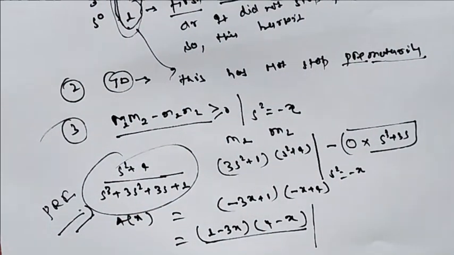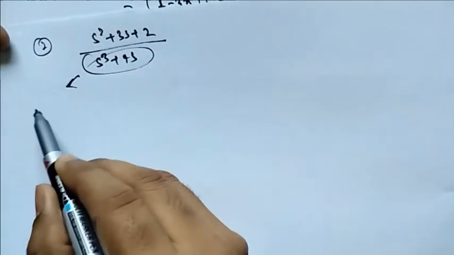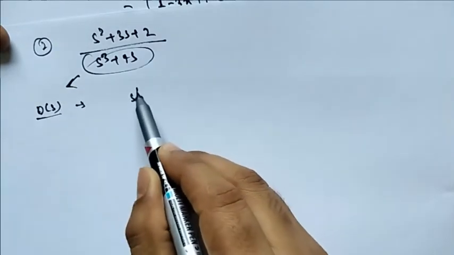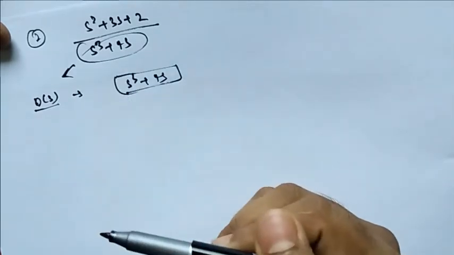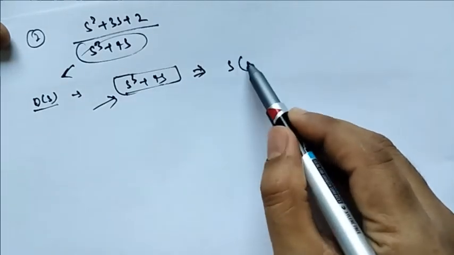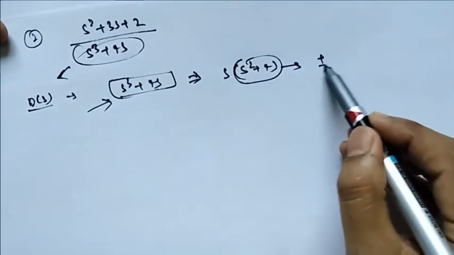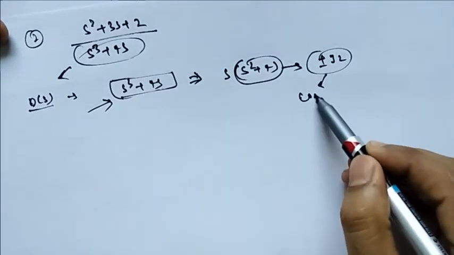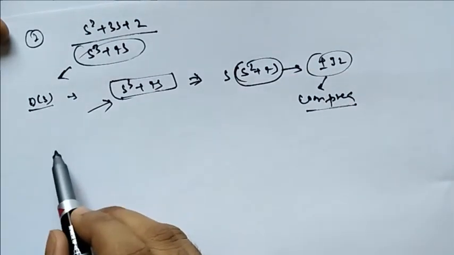Let me take a different sheet. This is the second problem: s square plus 3s plus 2 over s cube plus 4s. Now we are going to check whether it is Hurwitz or not. For the denominator s cube plus 4s, we cannot divide it by the remaining term, but it can easily be seen as s common, times s square plus 4. It has poles on plus minus j2. It has a complex pole.